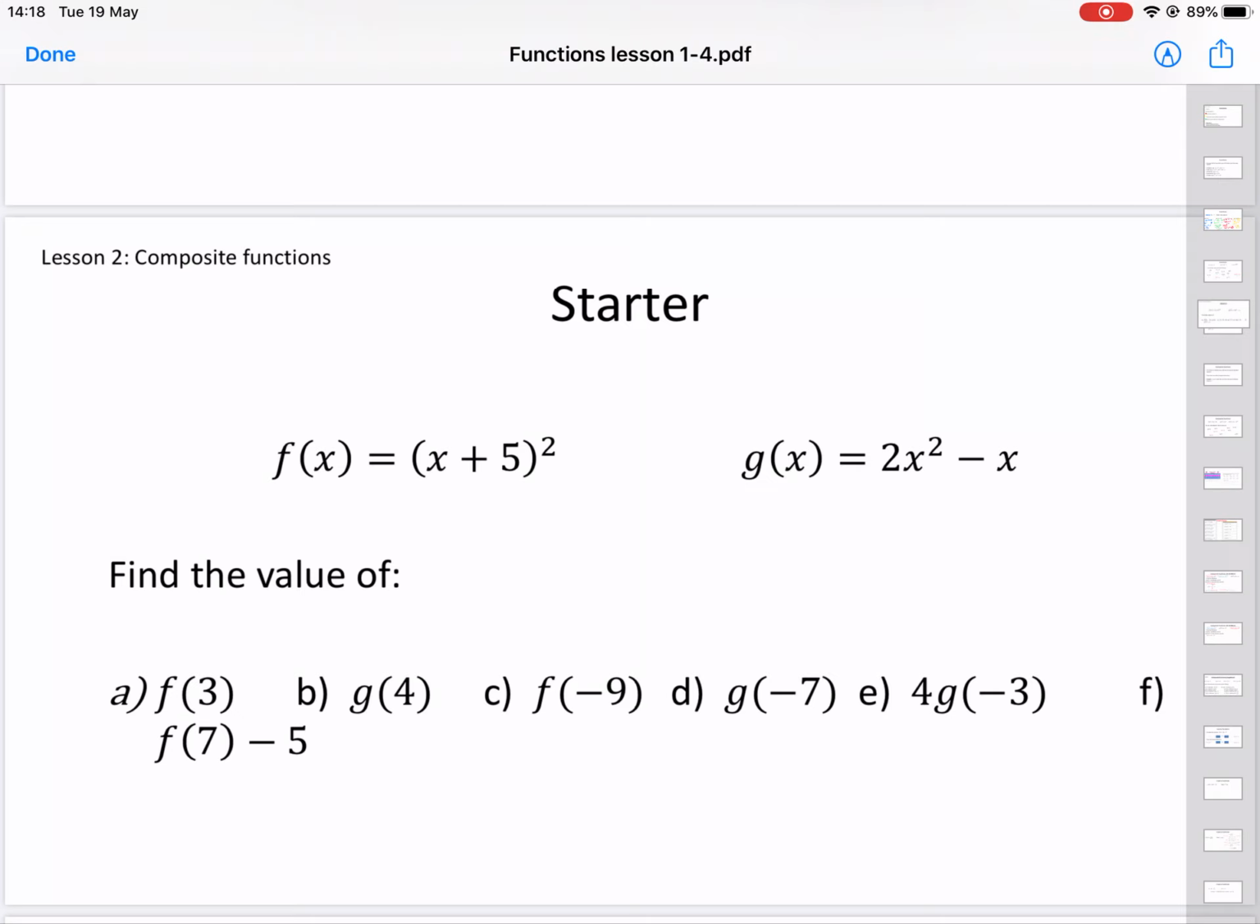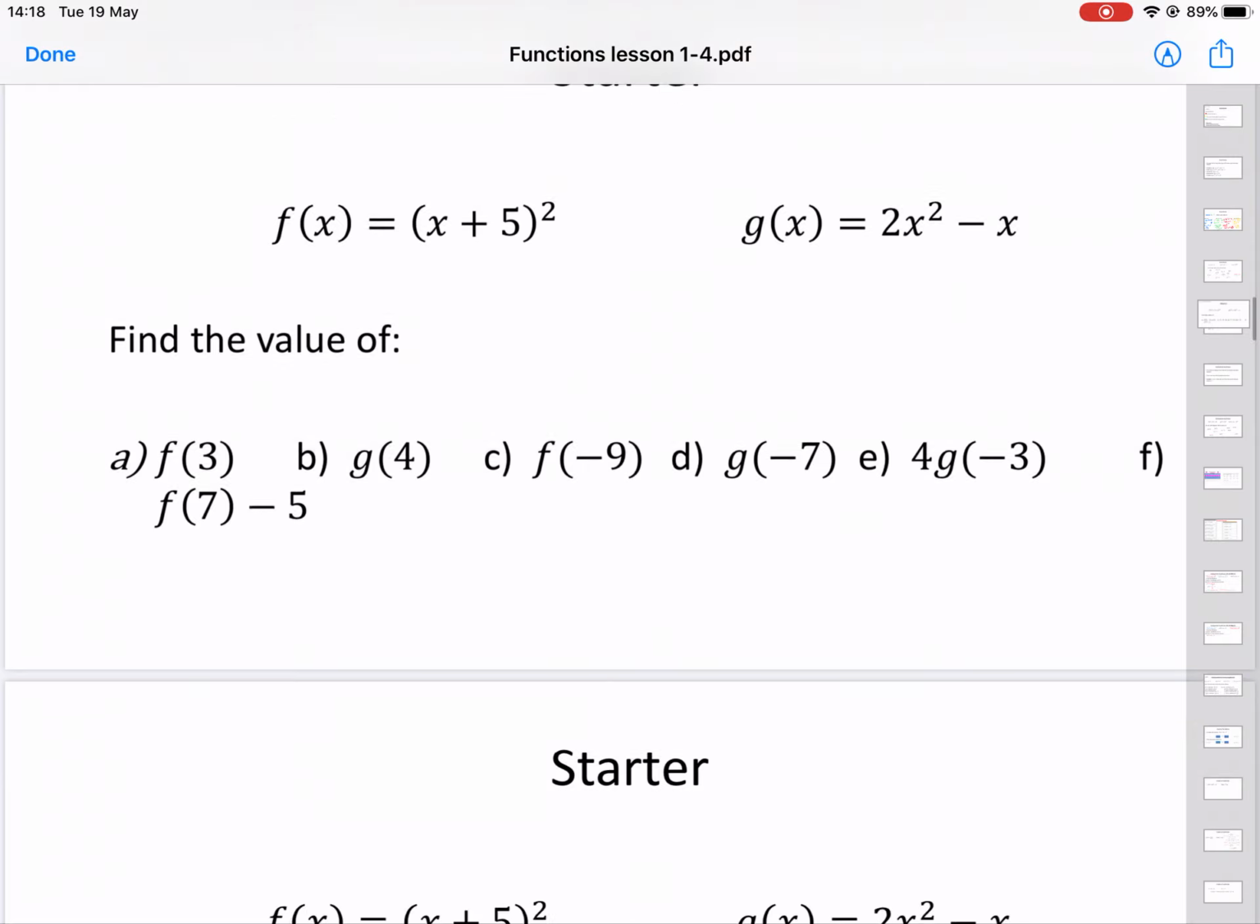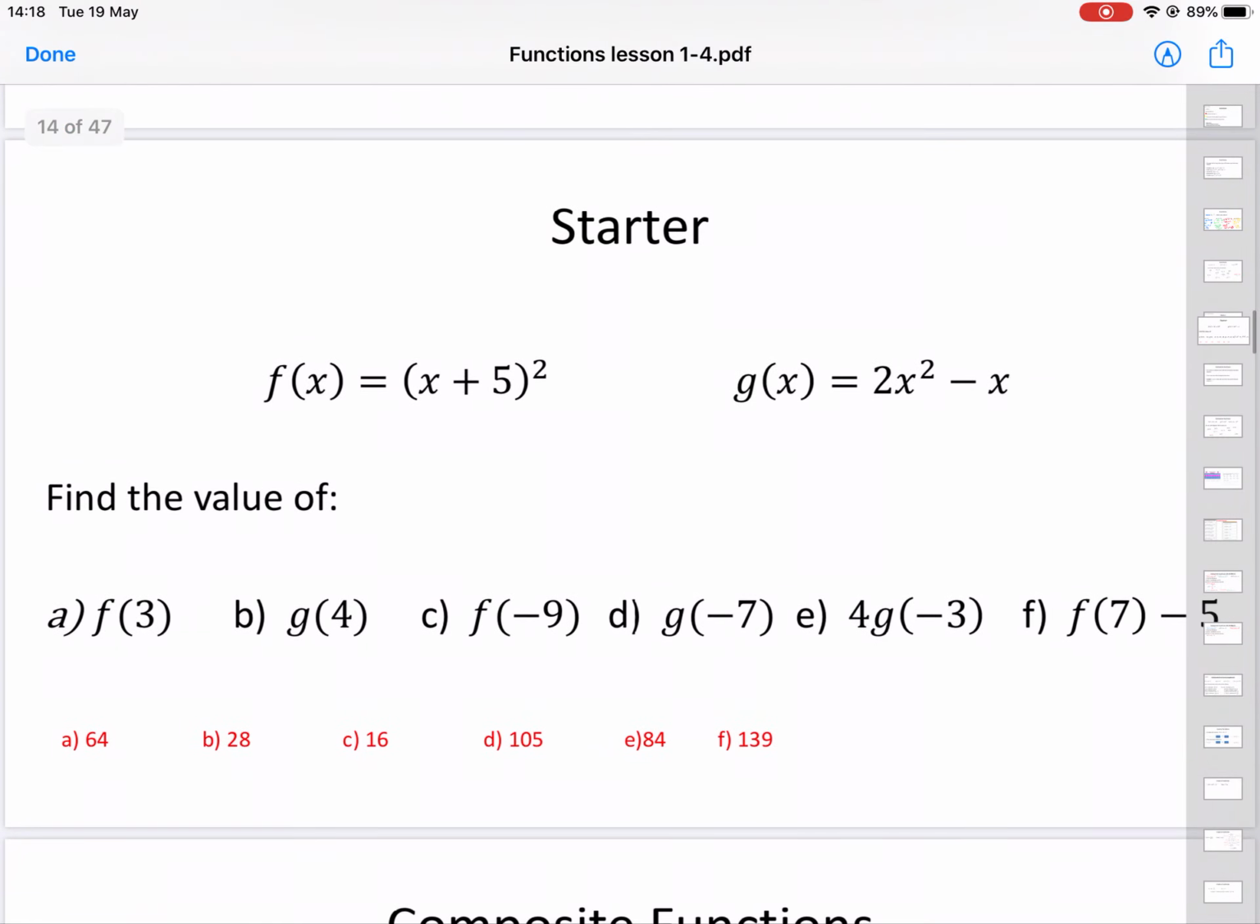Find the value of f of 3 using the above functions. Question B, find the value of g of 4 using the g function at the top. Just pause the video now and have a go at those. Okay, hopefully you've had a go at those, and here are the answers. They're in red for you.